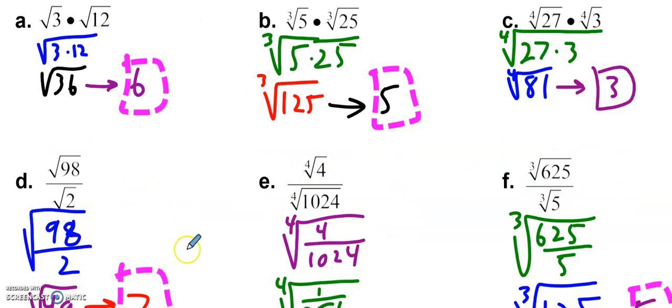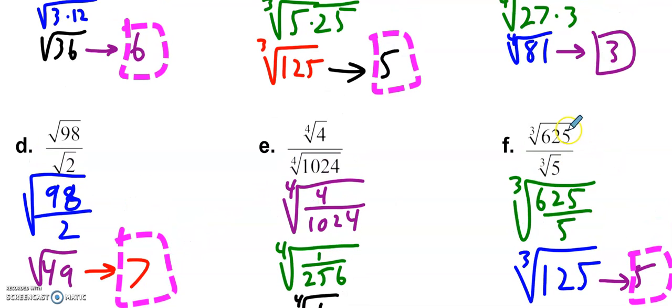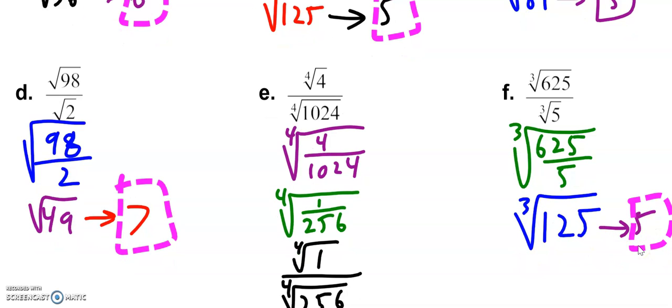We already did C. So D, the square root of 98 over the square root of 2 is the square root of 98 over 2. 98 over 2 is 49. The square root of 49 is 7. We already did E. F, the cube root of 625 over the cube root of 5 is the cube root of 625 over 5. 625 over 5 is 125, and the cube root of 125 is 5. And again, I can use my calculator to help me with that. That is one of them that I did talk about earlier.